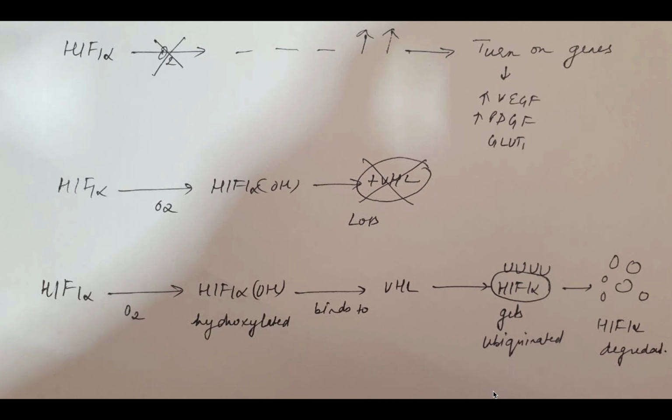So two steps, either the oxygen should be lost or the VHL should be lost for the HIF-1 alpha to get activated. So if oxygen is not there, HIF-1 increases, turns on the genes for VEGF, PDGF, GLUT1. Or secondarily, if there is loss of VHL, this step will not occur, so HIF-1 alpha will increase, turning on the genes.